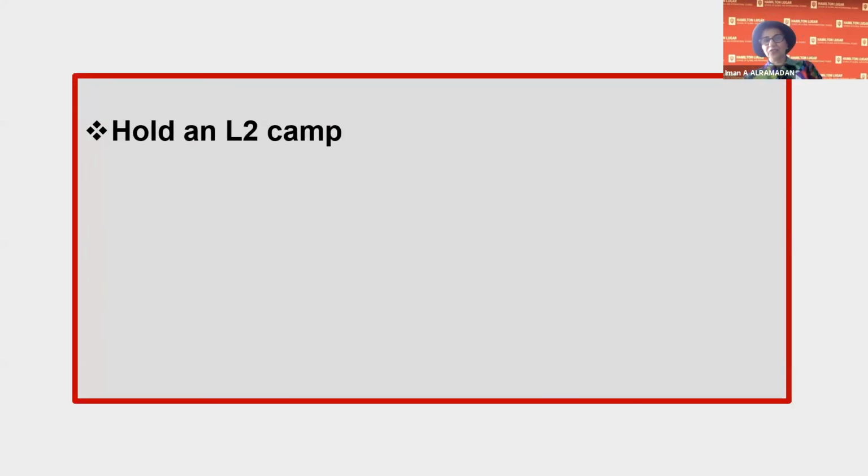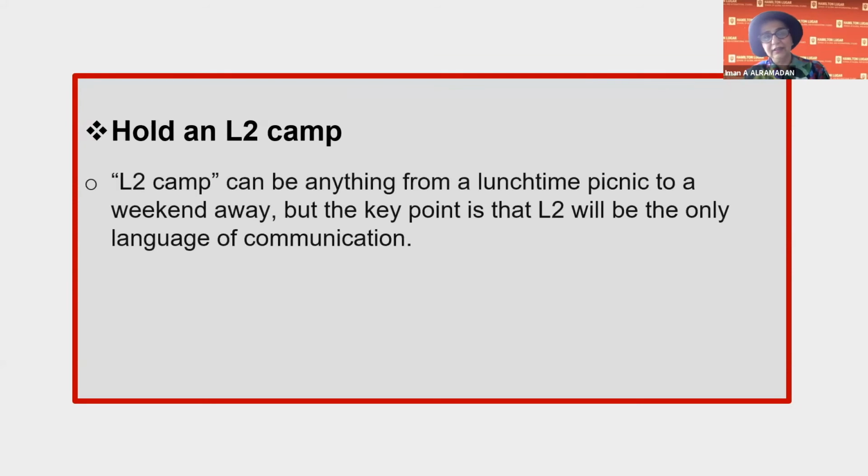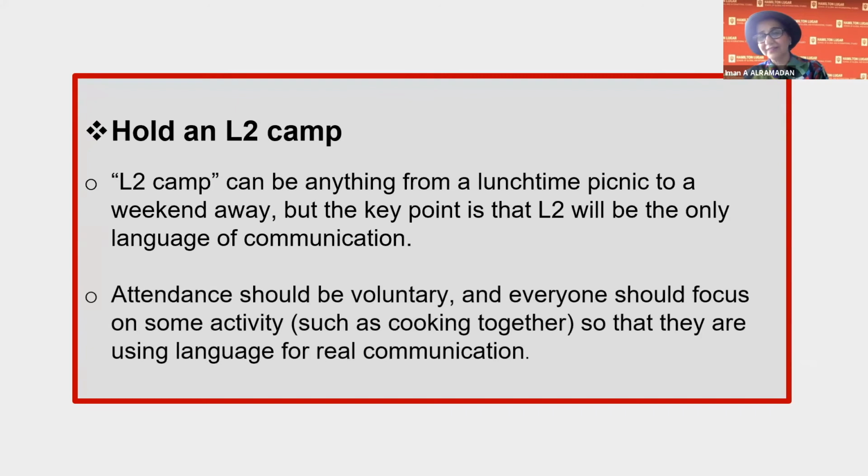And the last strategy is to hold an L2 camp. This camp could be anything from a lunchtime picnic to a weekend away, but the key point is that L2 will be the only language of communication. And we see that as very important. Attendance at these outside activities should be voluntary, so it's not mandatory, and everyone should focus on some activities such as cooking together, using the target language when we cook, and of course we have the club leader, according to Barker, so that they are using language for real communication.